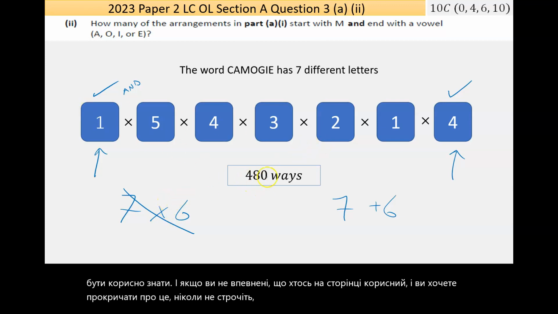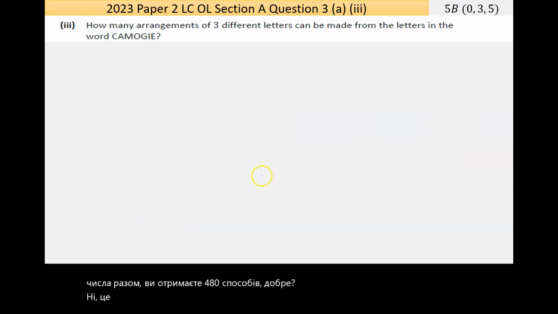Now you multiply all those numbers together, you get 480 ways. Okay. Now that's that. There are more strategies to do that than what I've done there. So the next one now is part 3A. Part 3 is a 5 marker, a 5B scale, so there are fewer divisions here.